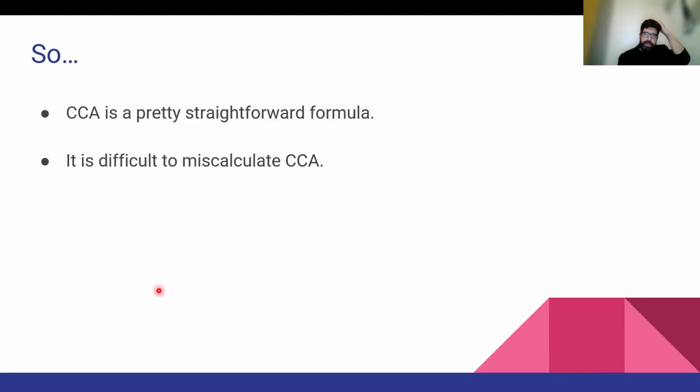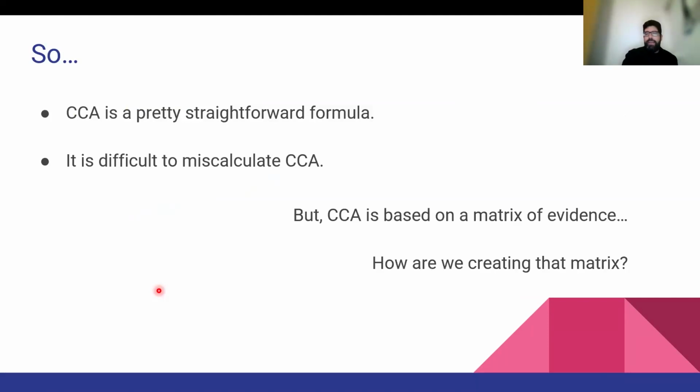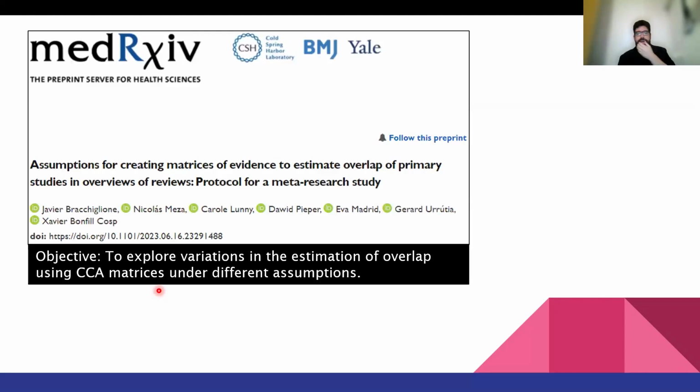It's nothing complex, and it is difficult to miscalculate the CCA. But we have to think that the CCA is based on a matrix of evidence. And the question is, how are we creating that matrix? And that may be the reason why the calculations differ. So this is currently what we're working on. We're trying to test the assumption for creating matrices of evidence to estimate overlap of primary studies in overviews.